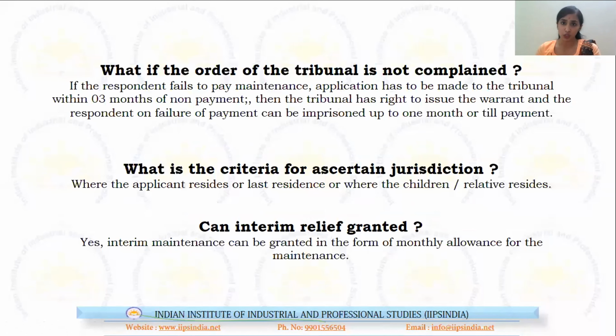What if the order of the tribunal is not complied with? If the respondents fail to pay maintenance, then the application has to be made to the tribunal within 3 months of the non-payment. Under those circumstances, the tribunal shall issue a warrant and ask the respondent to make the payment. In case he fails to make the payment, then he can be imprisoned up to 1 month, or till he makes the payment.